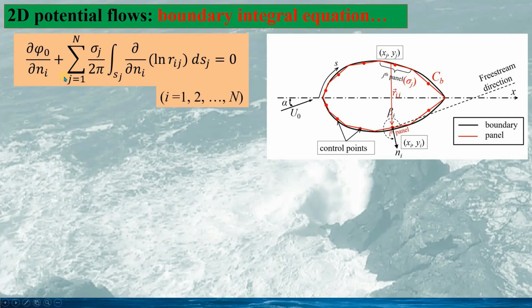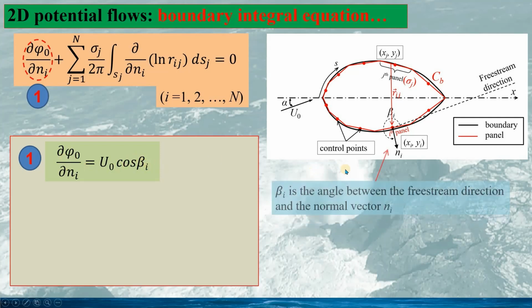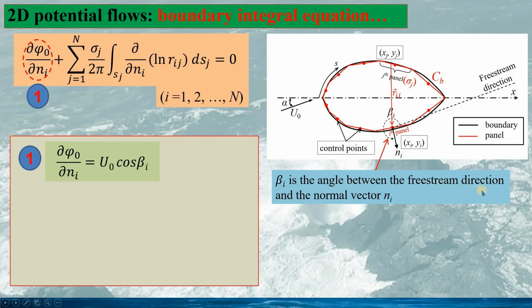Now we look at each term of the boundary integral equation. We take this term as term 1. It is calculated as u0 cosine beta i. Here beta i is the angle between the free stream direction, the dashed line parallel to the incoming flow direction, and the normal vector Ni.